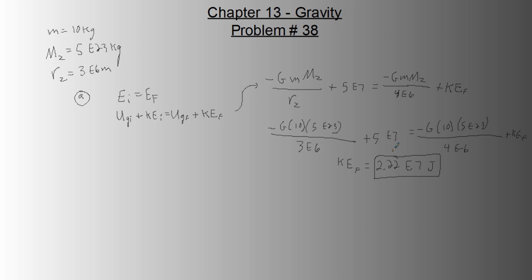So as you should be able to reason out, if you're going up higher, you're gaining potential energy, which means due to conservation of energy, we would have had to have lost kinetic energy. And so as you can see, we started with 5 times 10 to the 7 joules of kinetic energy, dropped down to 2.2 times 10 to the 7, so a little less than half.